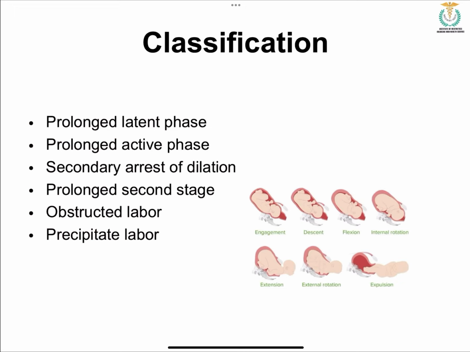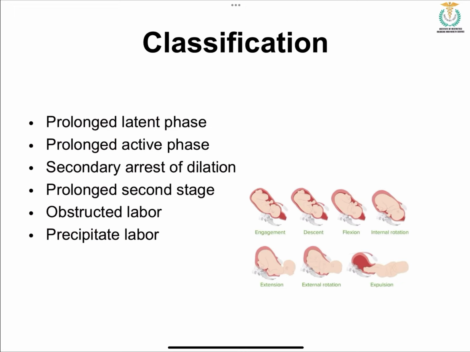Next is the obstructed labor. Obstructed labor is due to mechanical failure of descent despite strong contractions. This is an emergency, so think about CPD and transverse lie or impacted shoulder, like shoulder dystocia. Because of that, you can check for obstructed labor.